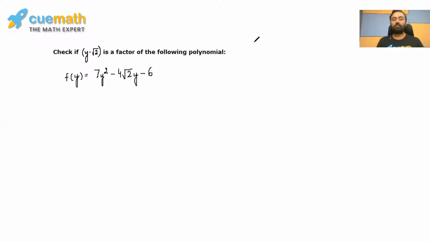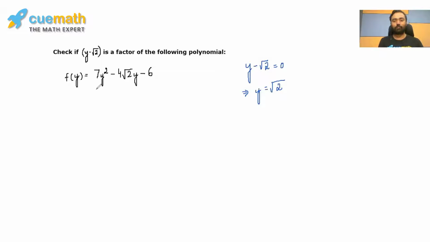So yes, we have been given a question where we'll have to check whether y minus square root of 2 is a factor of this given polynomial. It's kind of a similar question to the one we have just solved. So the first step is definitely to find the root of y minus square root of 2. So y minus square root of 2 is equal to 0, or y equals square root of 2. Now let's substitute this in this given polynomial.